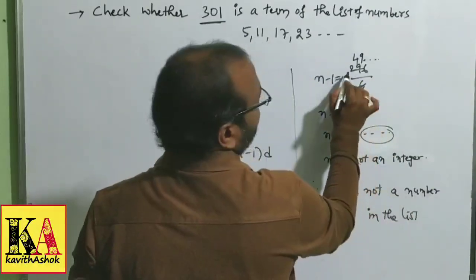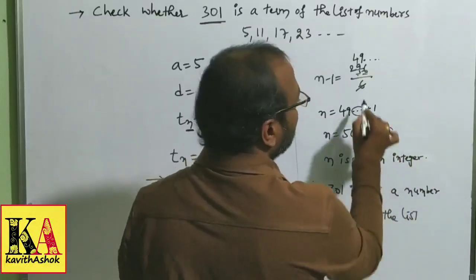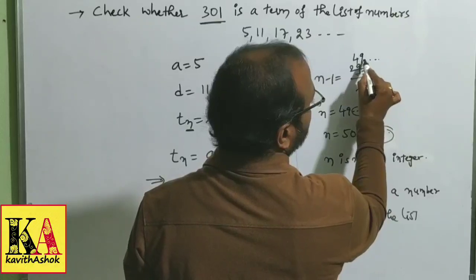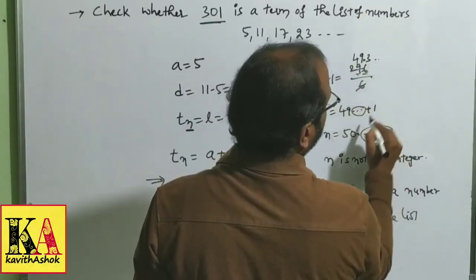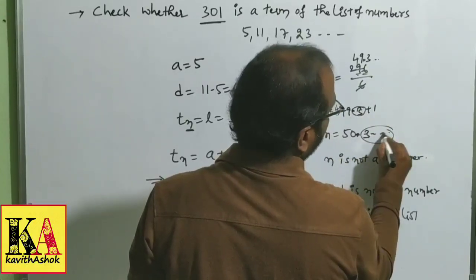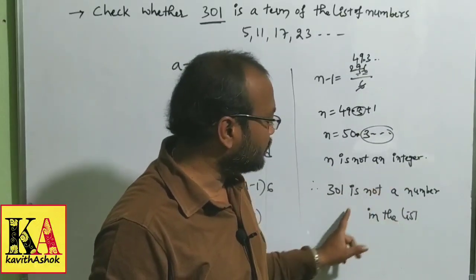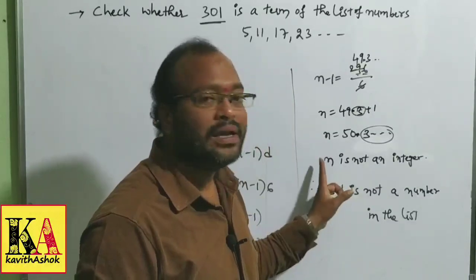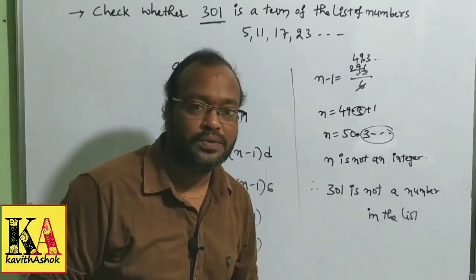So why? Because 6 4s are 24, 5 is there, 56. So 56 is not at all divisible by 6 here. 6 9s are 54. We can get 2, 2 in the sense, point in the sense 20. 49.3 something. Then what can we get? 50.3 something. So that is not an integer. N is not an integer. That's why 301 is not a number in the list. If it is a number in the list, definitely we can get one integer. Like this we can calculate. This is very important for the 4 marks question.